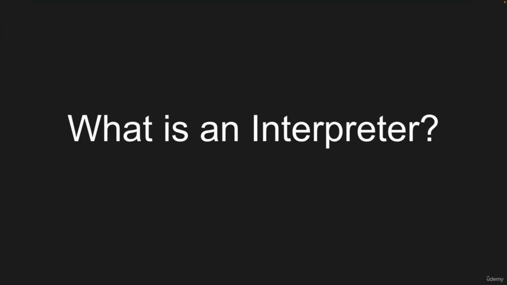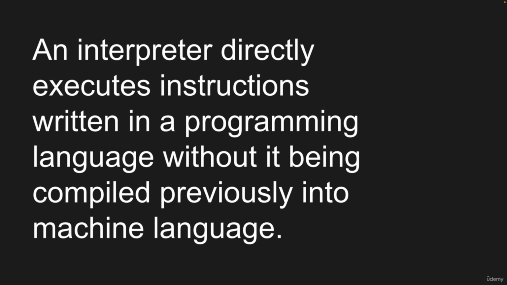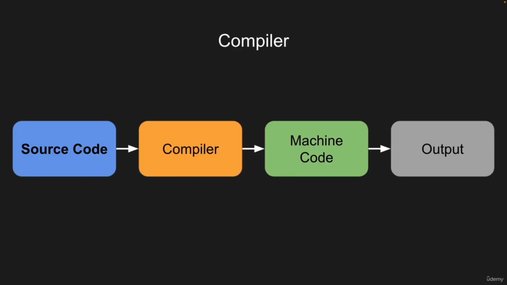I'll be going over what an interpreter is. An interpreter directly executes instructions written in a programming language without it being compiled previously into a machine language. So pretty much an interpreter directly executes source code and returns the output right away. So here's what a compiler is. And trust me, a compiler and an interpreter are not the same exact thing.